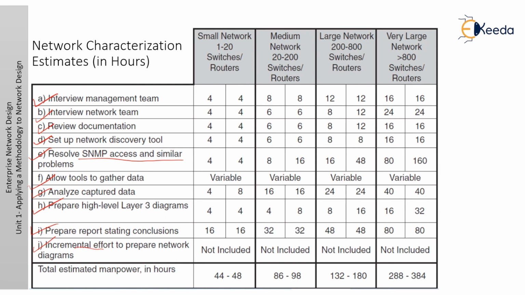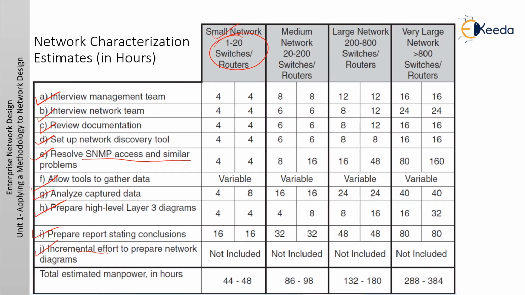So here for a small network, 1 to 20 switches and routers, this is a proposed timeline. And for medium, large and very large networks, the total estimates in hours are 2 to 3 days, 4 to 6 days, a month, or maybe more than a month. Likewise, we can characterize the estimate.